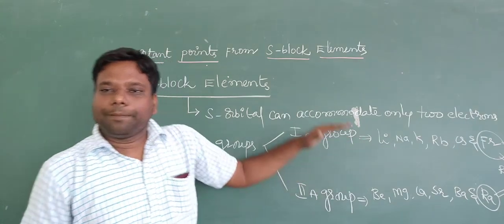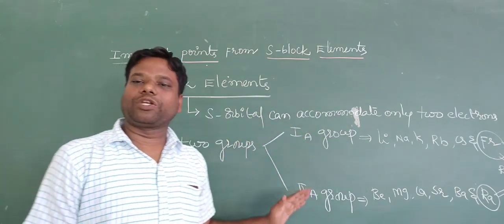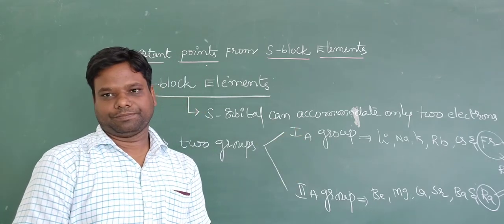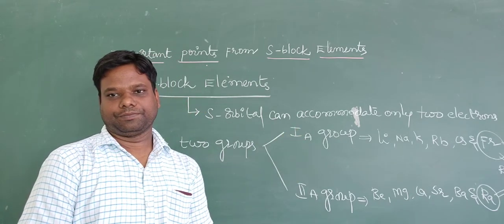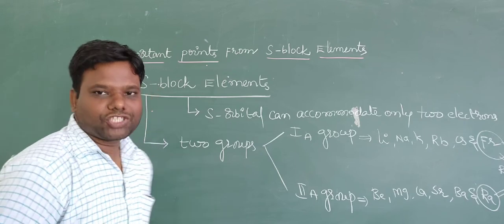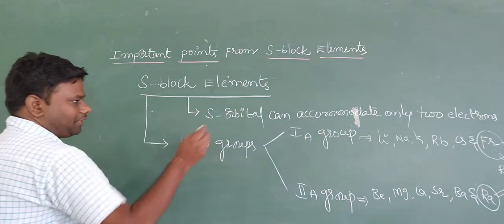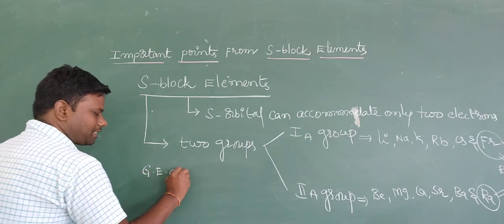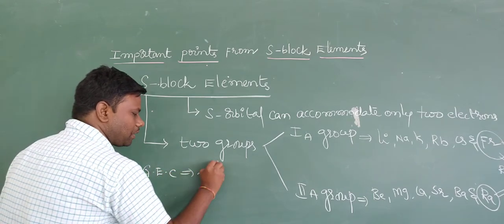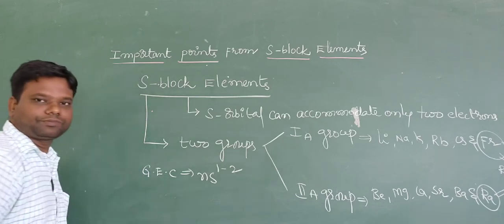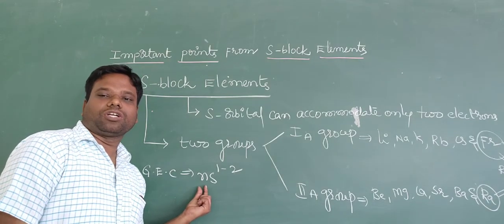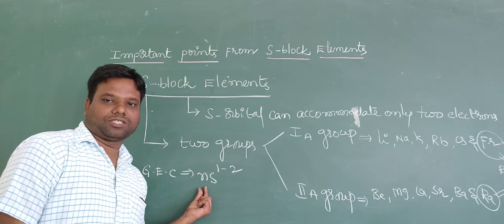So S block elements are highly reactive metals with low ionization energy. The general electron configuration of S block elements is ns1-2. Here n is the number of valence shells or number of energy shells.